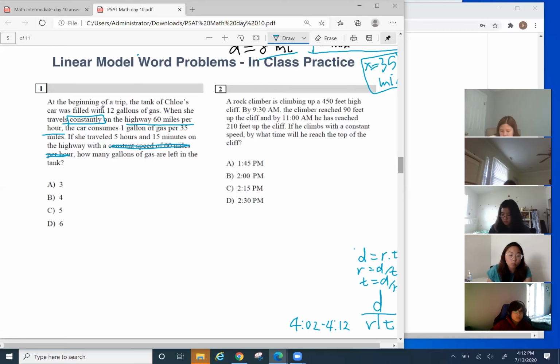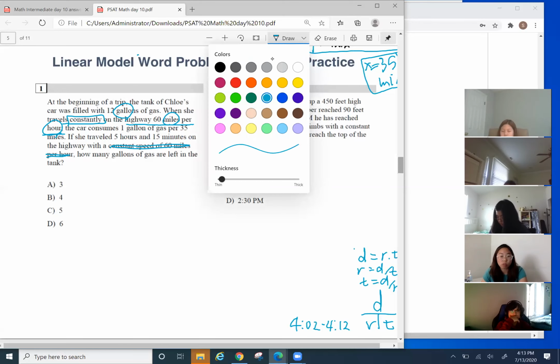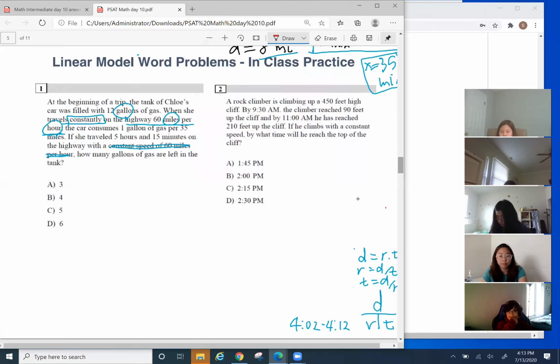But there are so many things going on here. There is gallons and miles and time. They talk about 5 hours and 15 minutes. It's just so complicated, right? So what I really recommend you to do is to work with the distance, rate, time first. Ignore the gallon. We're not gonna do anything with the gallon part here.